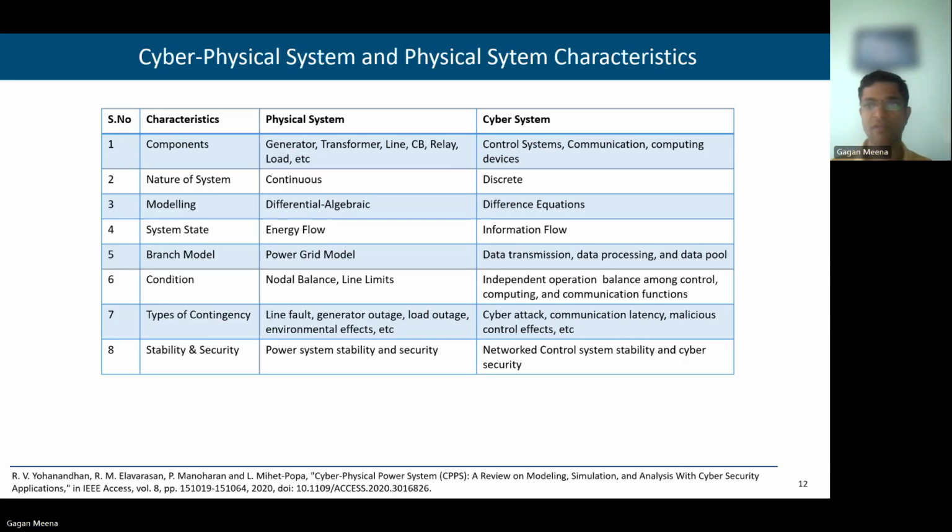are seen very commonly. Stability and security: in the physical system, we are talking about the stability and security of the power system. And here we are talking about the stability and cyber security of the networked control system.